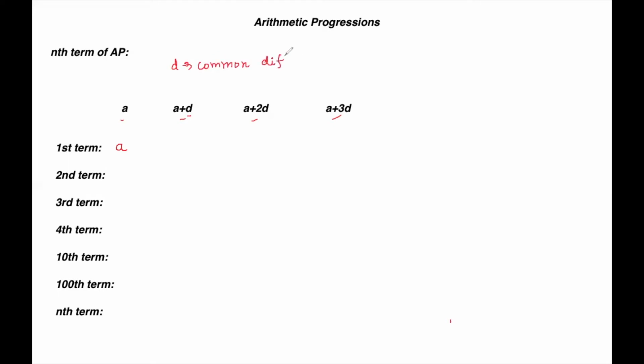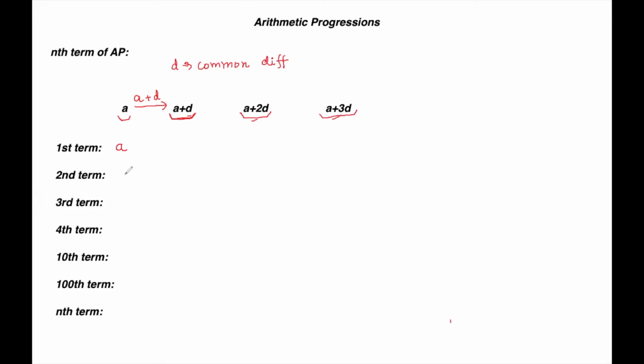Now, let's suppose I need to find the second term using the first term and the common difference. What would I do? Basically, any term of an AP is the sum of the previous term and the common difference, right? So the second term is the sum of the first term plus the common difference. We already have discussed this in our first video. So let's proceed ahead. A plus D is the second term, A plus 2D is the third term, A plus 3D is the fourth term, and so on, right?